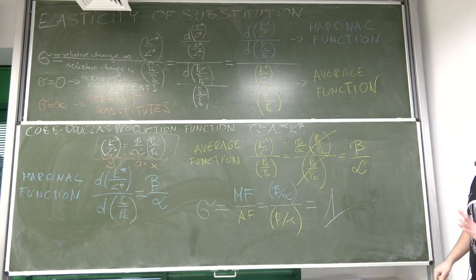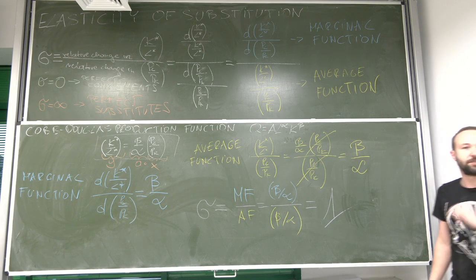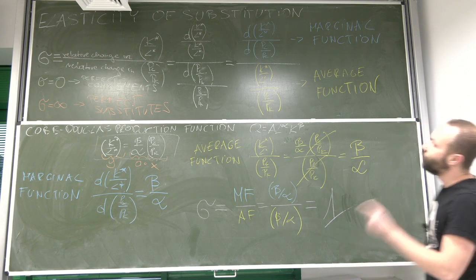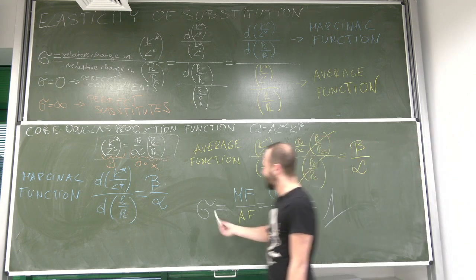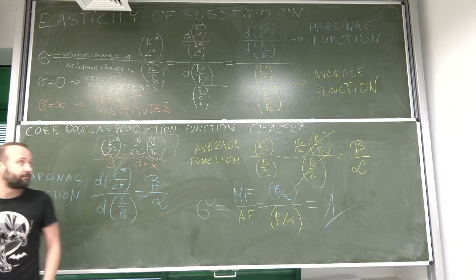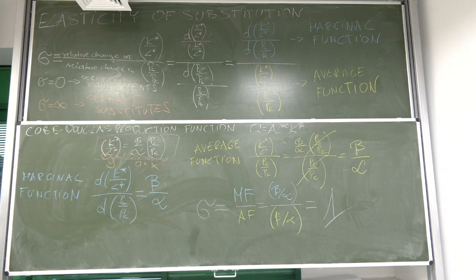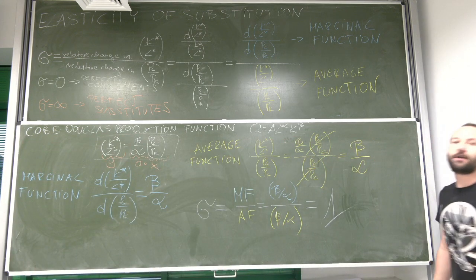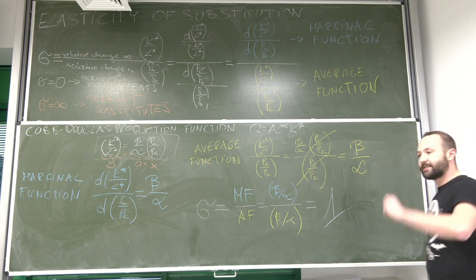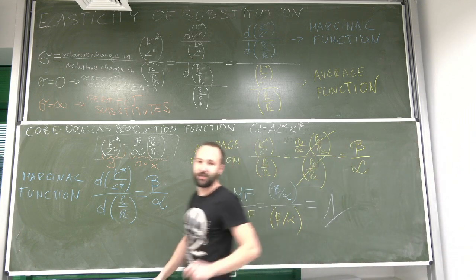And as it turns out, it is possible to do. We can actually use a function that has a very similar property to the Cobb-Douglas production function. However, it is characterized by constant elasticity of substitution. And this is going to be the subject of our next video.